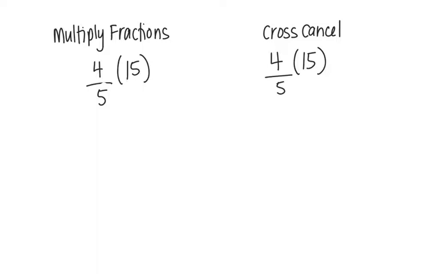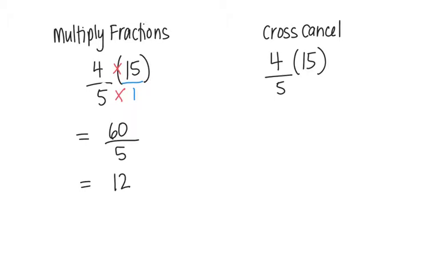So there's two ways that you can think about what needs to happen here. You can either multiply the fractions by imagining that this 15 is over 1, and then multiplying the numerators and multiplying the denominators, and then reducing. So that would give you 60, because 4 times 15 is 60, over 5, because 5 times 1 is 5. And then you would reduce that further by dividing 60 by 5 and getting 12.